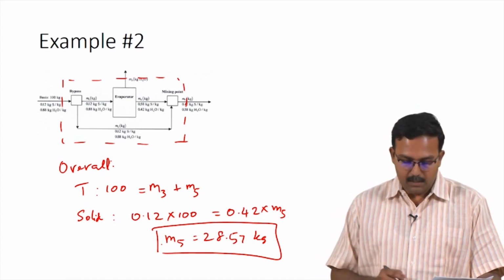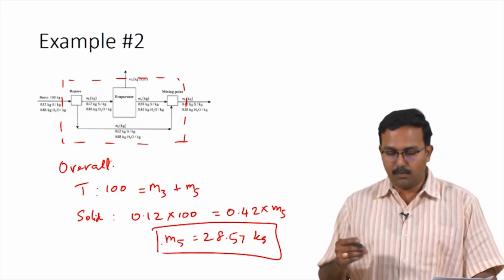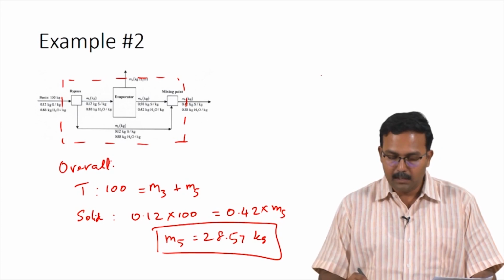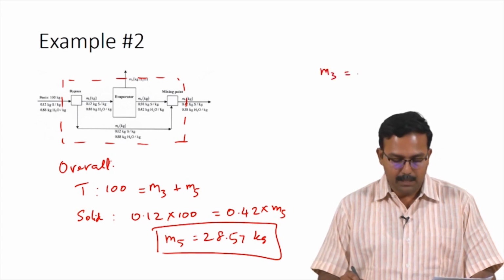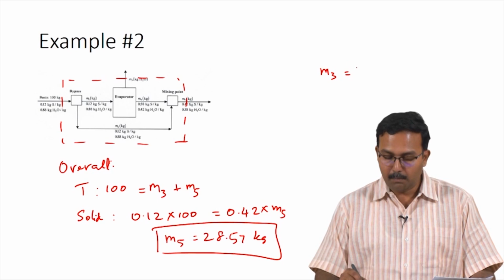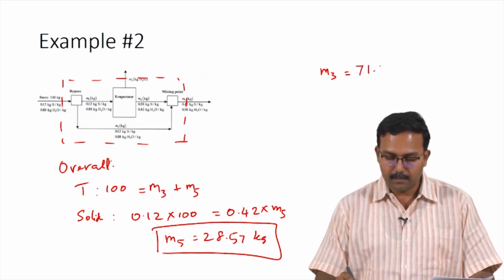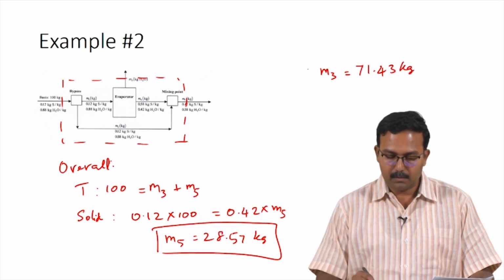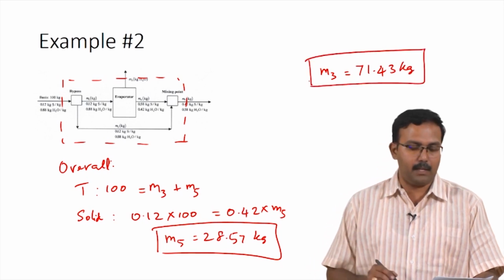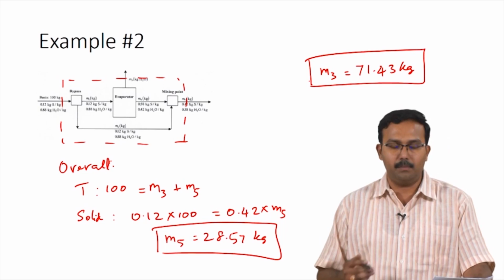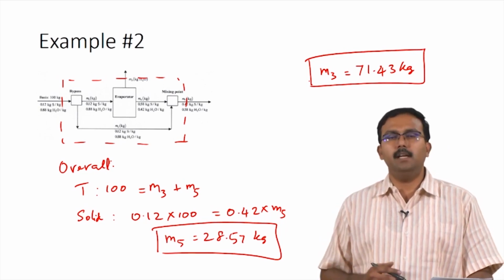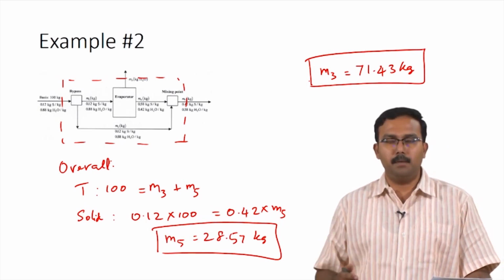Now that we have this, we can also calculate the mass of water which is being evaporated. So, the water vapor evaporated would be 100 minus 28.57, giving you 71.43 kilograms. 71.43 kilograms of water is being evaporated from the system. So, the next step is to calculate what fraction is being bypassed.